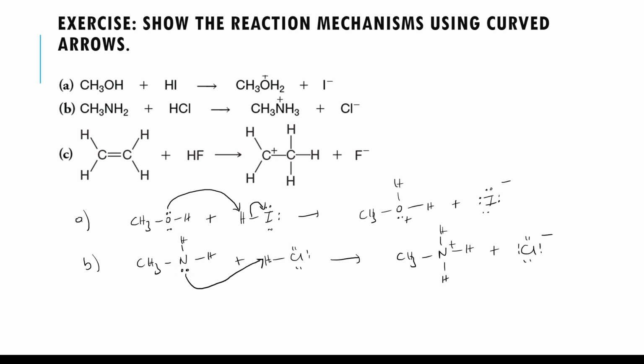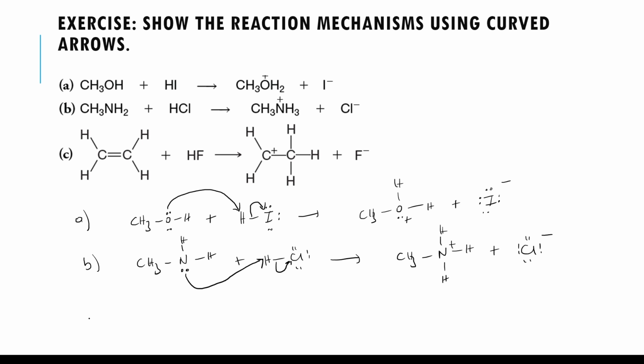Then we know that the bond between hydrogen and chlorine should be broken, and the bonding electrons should be on chlorine. So we are drawing a curved arrow starting from the sigma bond, and it should end on chlorine as the fourth lone pair of electrons. Okay, that's it for this reaction.